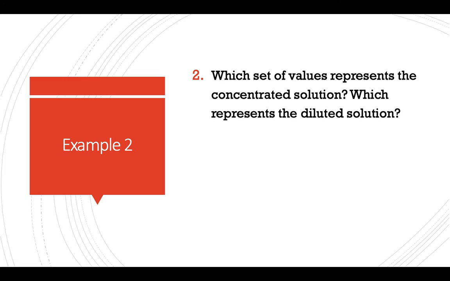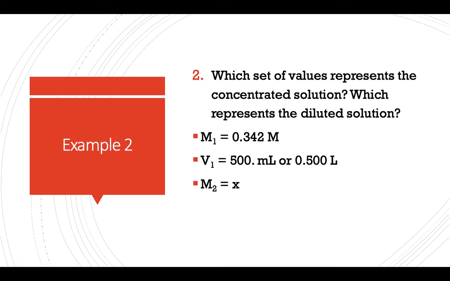We need to think about what all these numbers are going to represent in the dilution equation, which ones represent the concentrated solution and which values represent the diluted solution. So M1 is going to be that 0.342. V1 is the 500 milliliters, or we went ahead and converted that to 0.500 liters. We don't know the new molarity, but we do know that the final volume was 2 liters, which is greater than the 0.500 liters that we started with. So that has to be the value for V2.